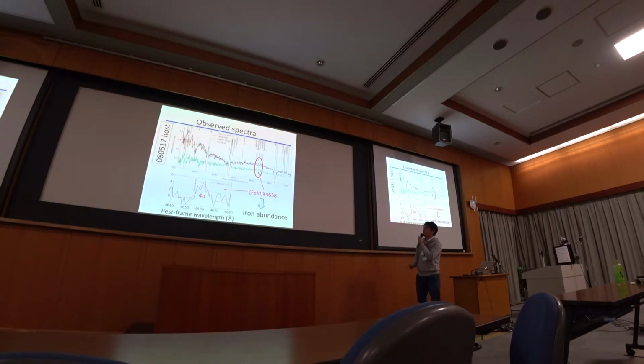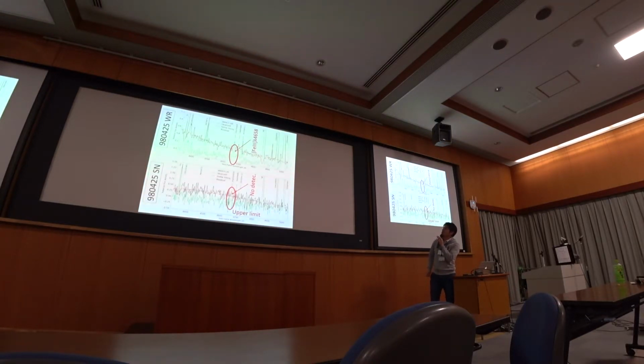So we successfully detected a very weak emission line from iron elements. I skip everything about calculating the iron abundance, but you can imagine that if we detect this emission line, we can calculate the iron abundance for this host galaxy. There are some complicated things in between, but I don't have time to explain, so let's skip.